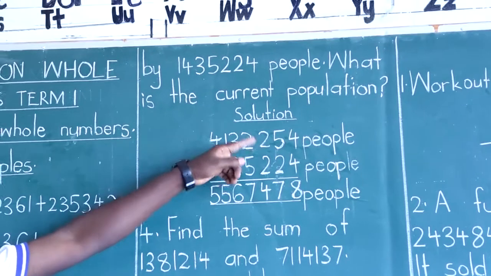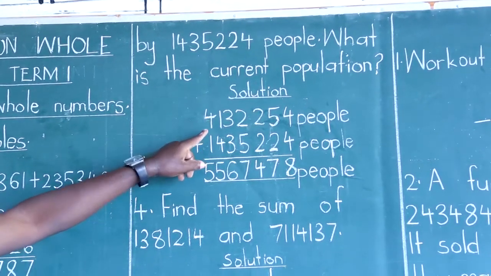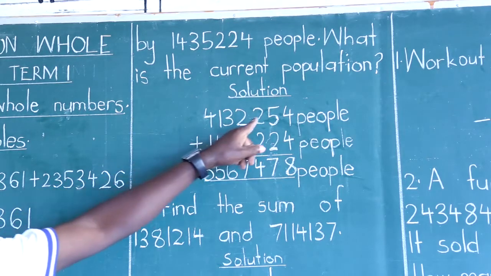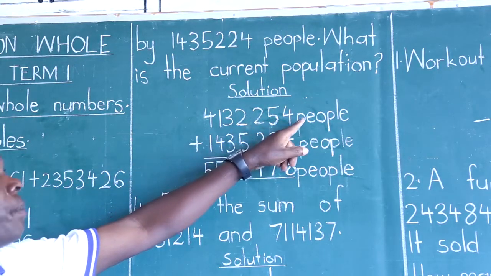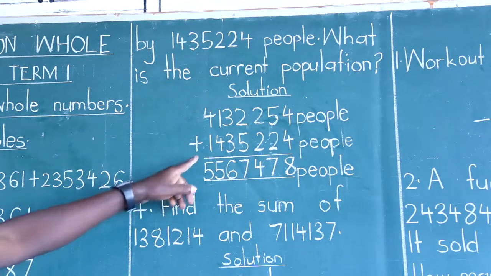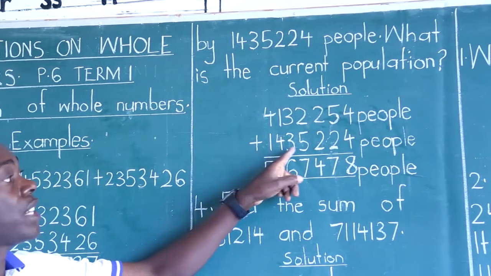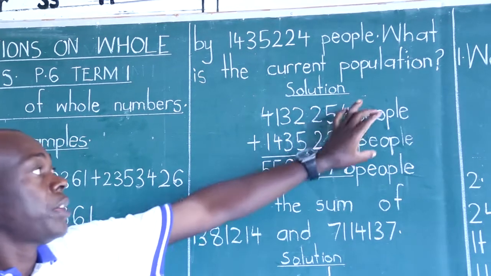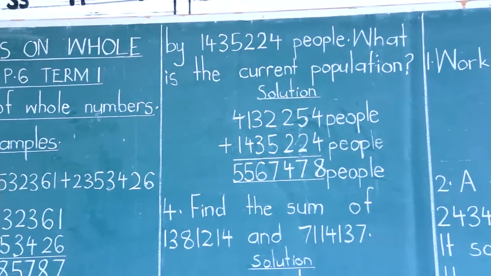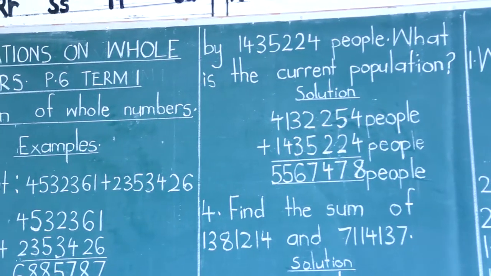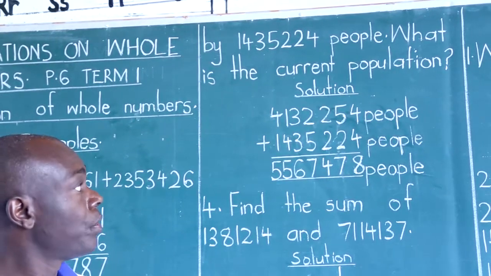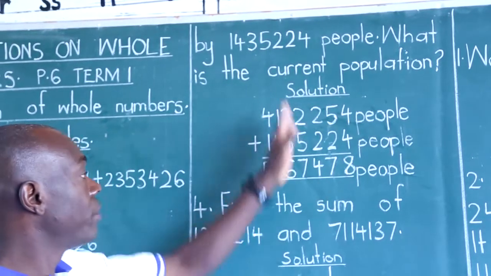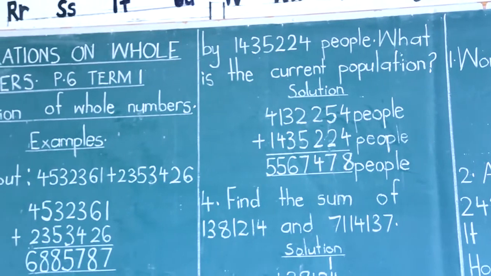So, our working or solution will be that 4,132,254 people plus 1,435,224 people. Remember to put the unit people. Population is measured in the unit called people. So please still order them, like I said, number 1 and number 2.